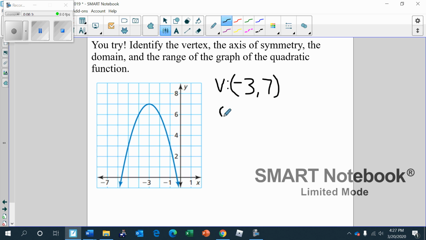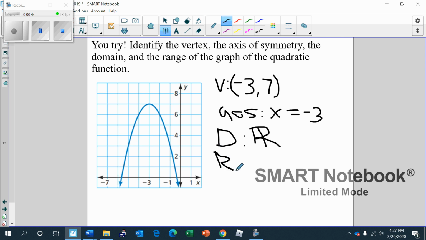The axis of symmetry, that AOS, is axis of symmetry. And again, we do want to call it a vertical line, so we want to say that it's x equals -3. The domain, there's your nice point on the test, is all real numbers. You got it. Did you write that? I hope so.